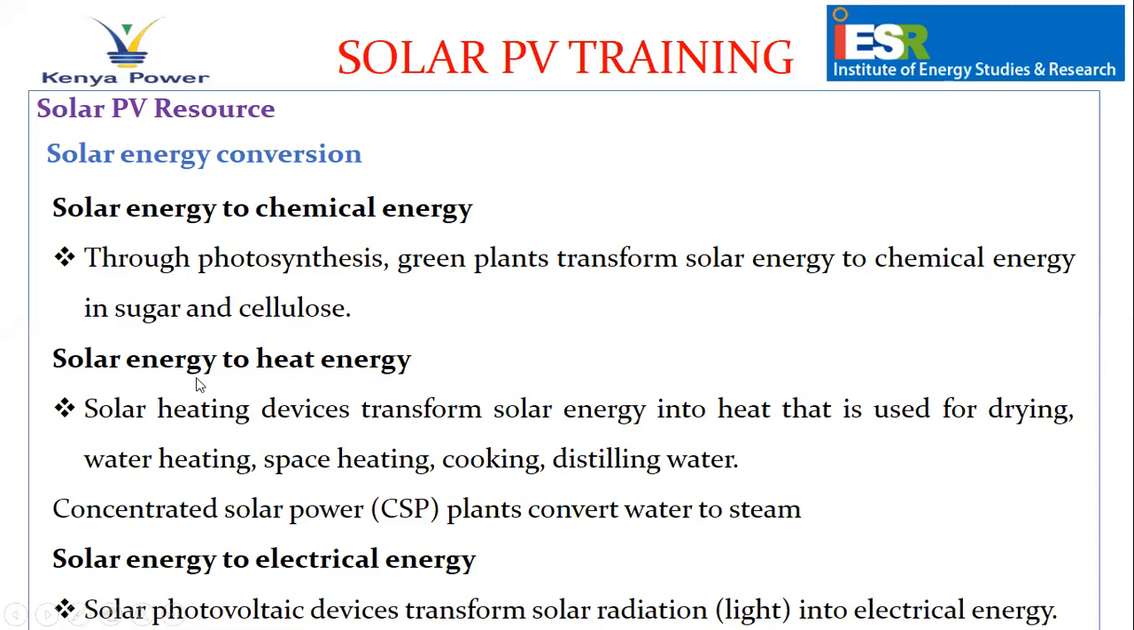We also have solar energy being converted into heat energy, and that is the same thing that is carried out by the solar heating devices. For example, we can use that heat to dry cereals, maybe try some other stuff in water heating and some other applications. If you have the CSP plants, that is the concentrated solar power plants, those ones specifically would be used to convert water into steam.